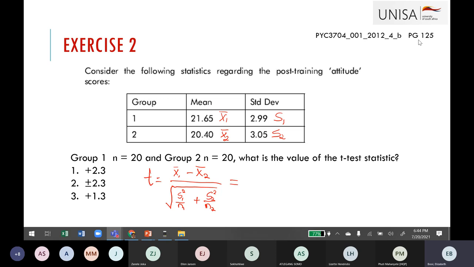Are you winning? We're getting there. We're working on it. Okay.